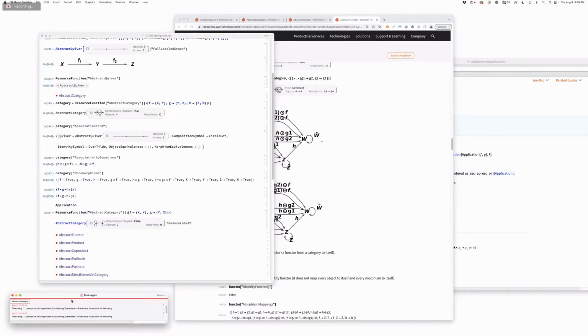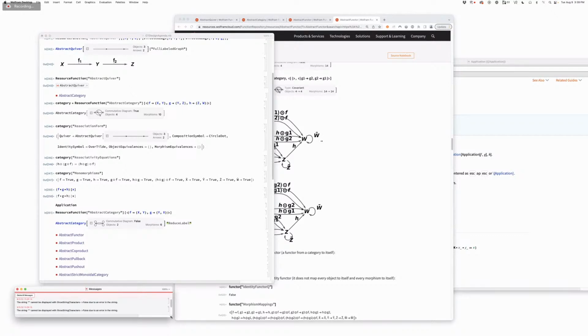That's a very bizarre message. Bug of some kind. Reduced labeled graph.